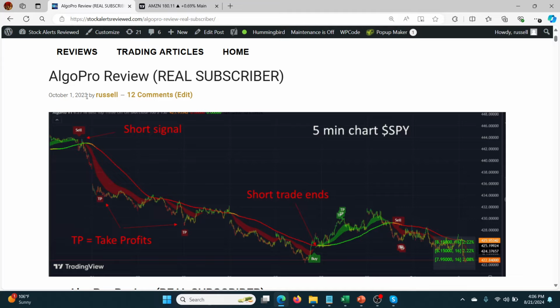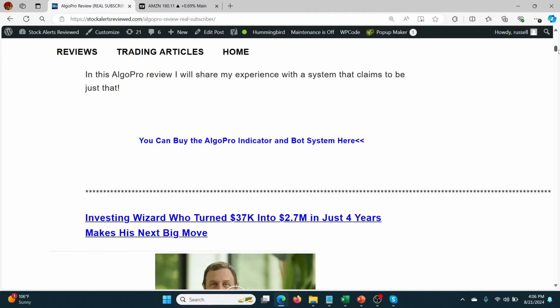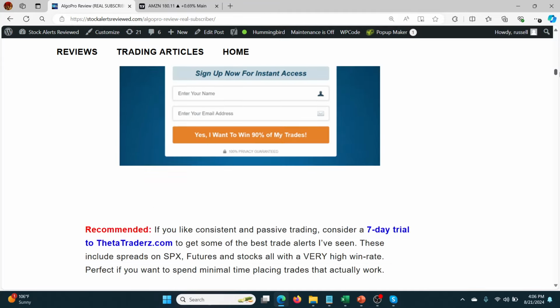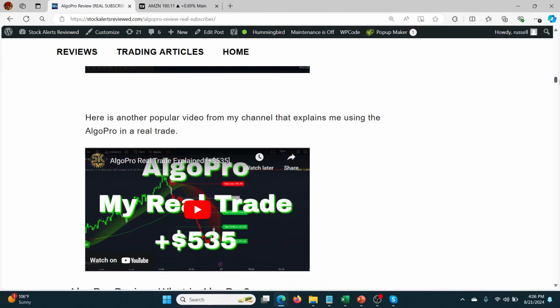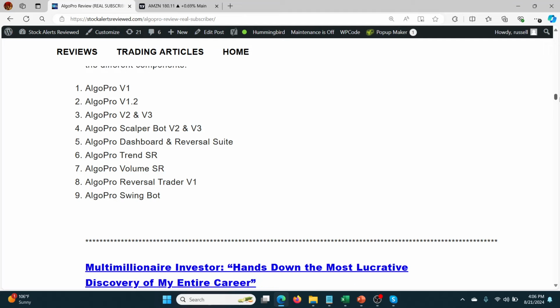I did a review on this, looks like October 2023. Basically I started on it then, and I have a lot of information about AlgoPro. It's one of my favorite TradingView indicator systems. So if you want to check that out, make sure you check the description below, and there'll be a link to this AlgoPro review and a lot of information in it. There's so much, it's ridiculous. Lots of videos that I've done, real trades that I did, all this stuff, pretty interesting.